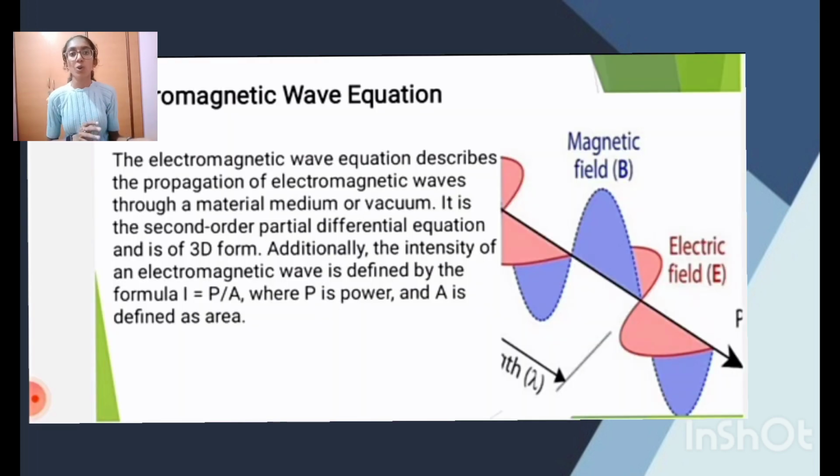Let me tell you about the electromagnetic wave equation. The electromagnetic wave equation describes the propagation of an electromagnetic wave through a material medium or a vacuum. It is a second order partial differential equation, and it is in 3D form. Additionally, the intensity of an electromagnetic wave is defined by the formula I equals P by A, where P is power and A is the area of the electromagnetic wave.